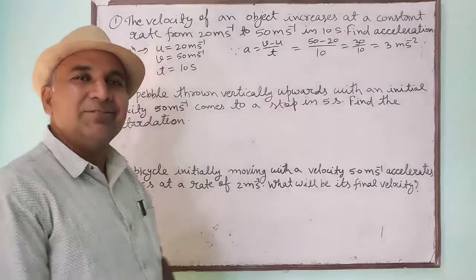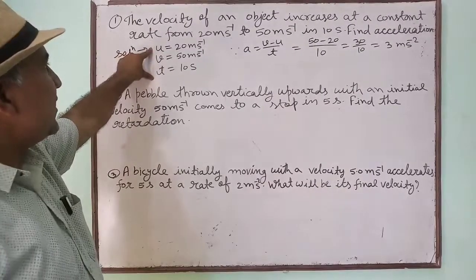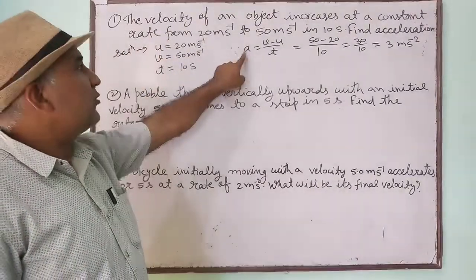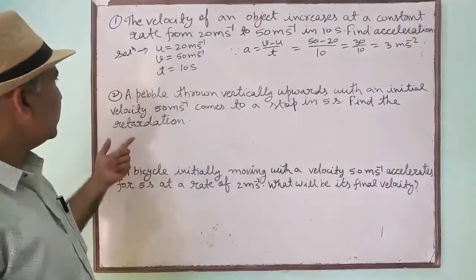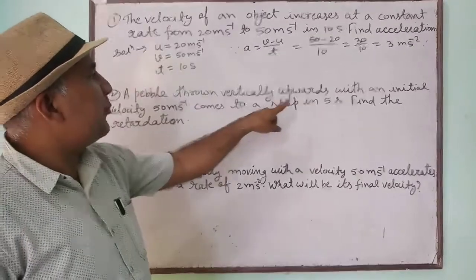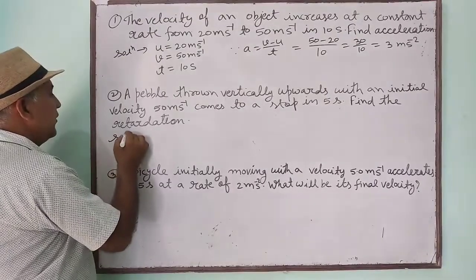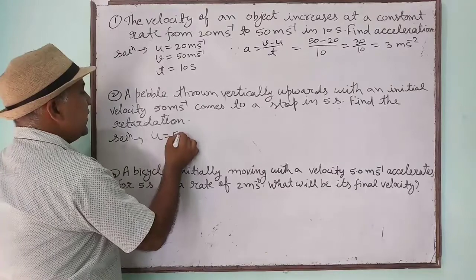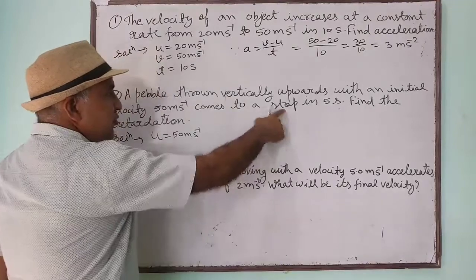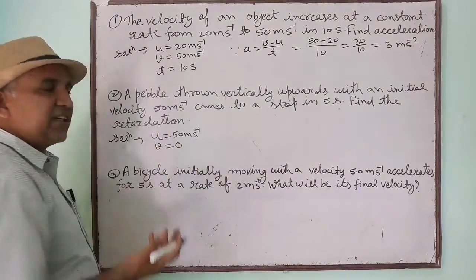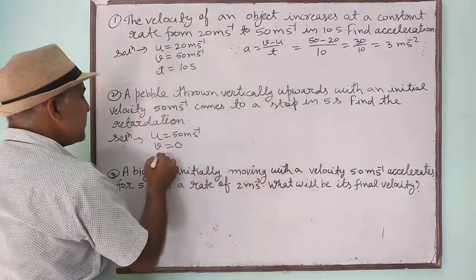Is this difficult, children? I hope it's very easy. Read your question, write down the given points and see what you have to find. Apply the formula, put the value and calculate it. See the second question. A pebble is thrown vertically upwards with an initial velocity 50 meter per second. It comes to a stop. Comes to a stop means final velocity becomes 0. Body stops means final velocity is 0. And time is 5 seconds.